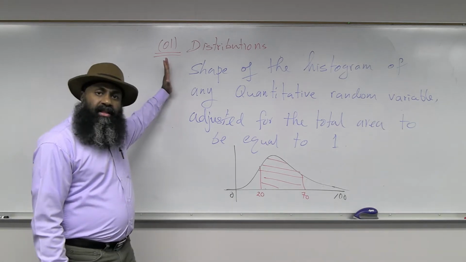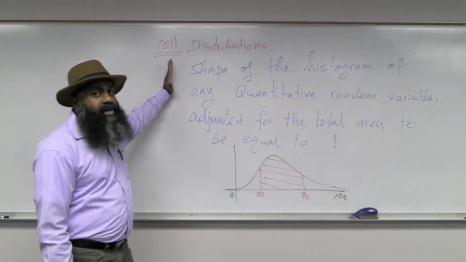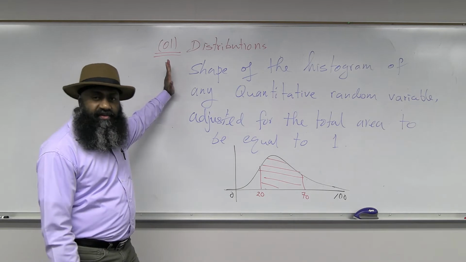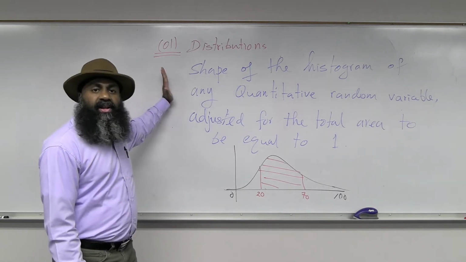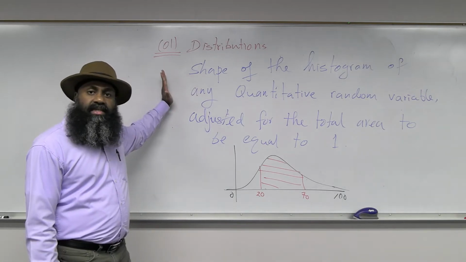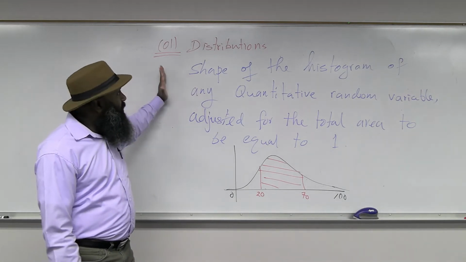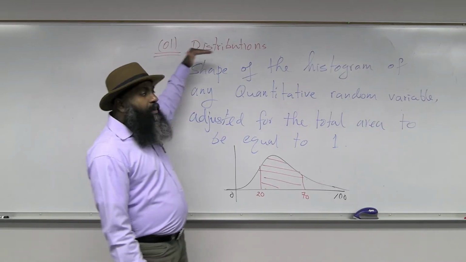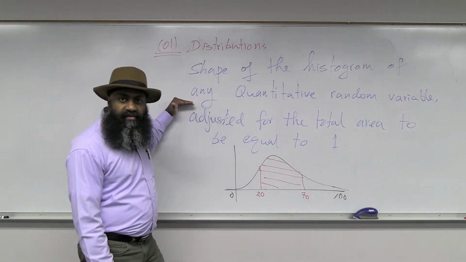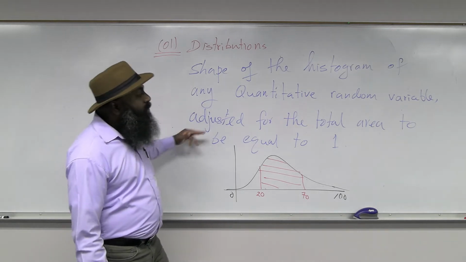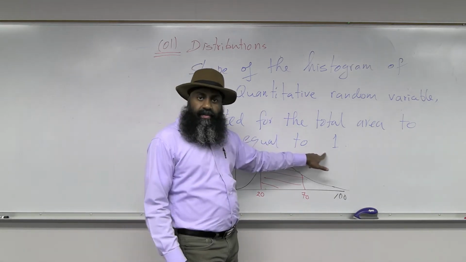Of course, this is not the most perfect definition for a distribution, but this definition stands perfectly all right for intro statistics classes. So try to remember this definition for probability distributions: the shape of the histogram of any quantitative random variable adjusted for the total area to be equal to 1.